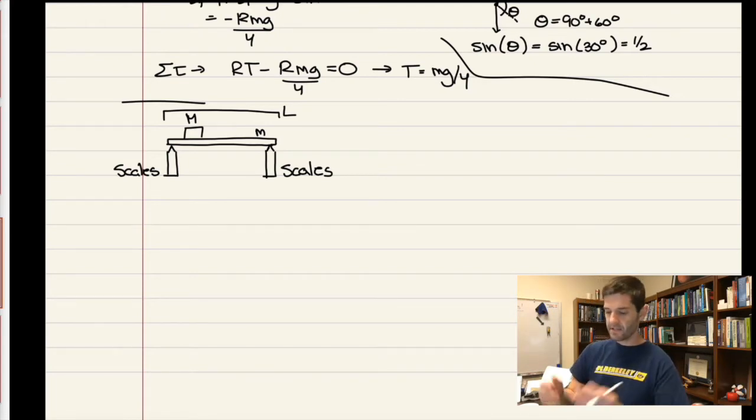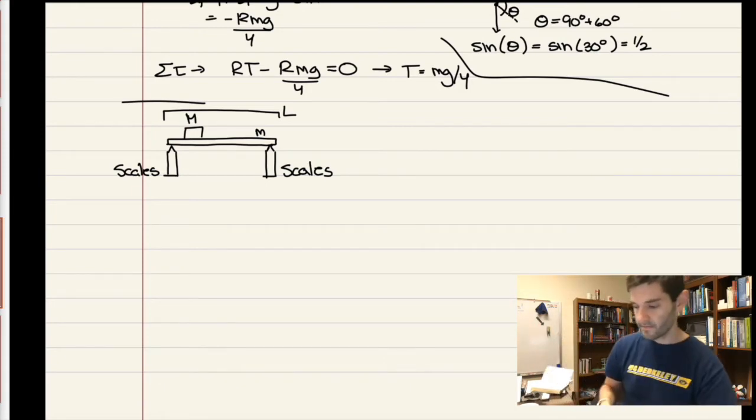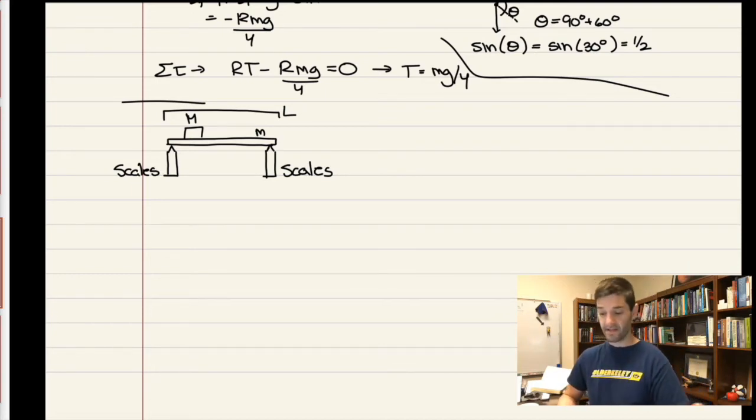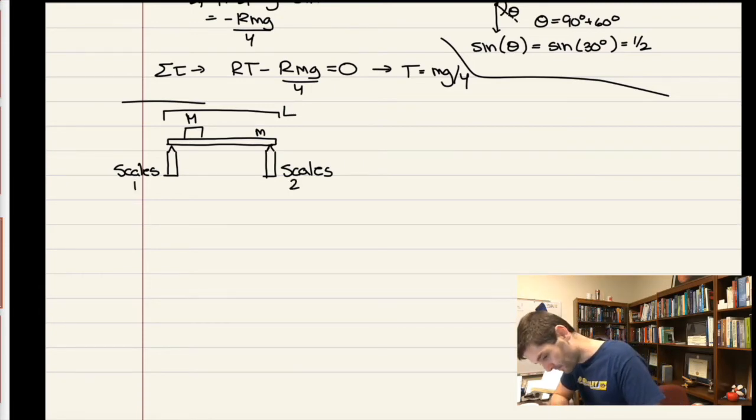Each of those scales, each of those pivot points at the edges, are pushing up on the plank of wood that's holding the box, by the assumption that nothing is moving. And the question is, if these were actually little bathroom scales, what would the reading of the force be for each of these? So said another way, if we call this scale 1 and scale 2, what forces are exerted by each scale?